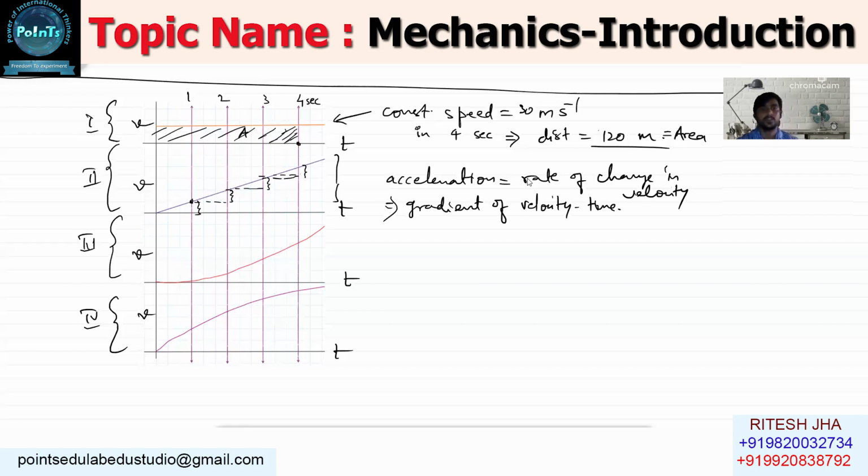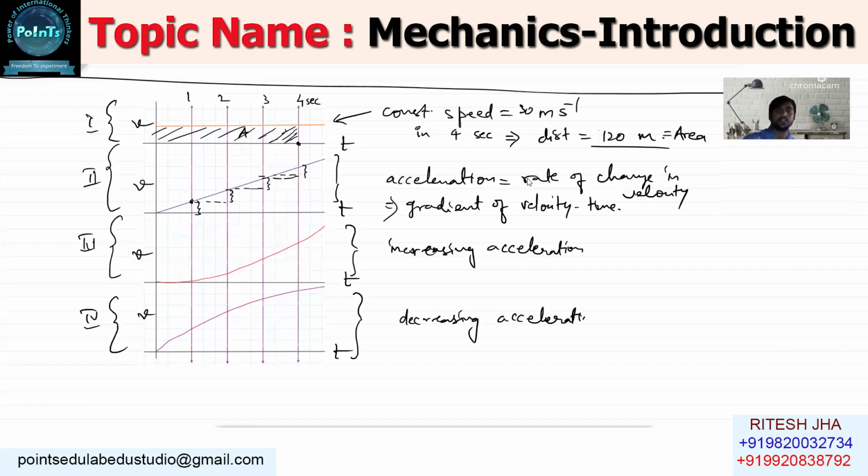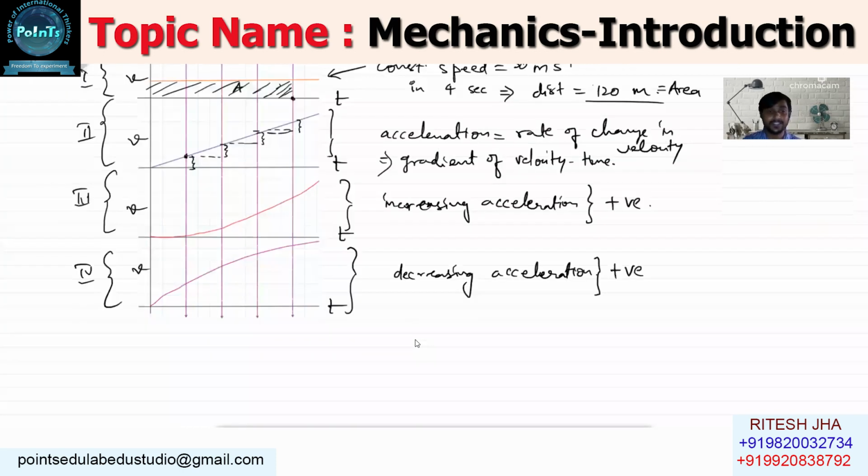Now this one is saying that this is having the increasing acceleration, because it is having the increasing gradient. This one is having the decreasing acceleration because it is showing the decreasing gradient. What do you think? If I'm saying this is a positive acceleration, what do you think about this one? Is this a positive acceleration? Negative? Wrong. Actually, no. This is also positive, because it's not going in the opposite direction. It's just decreasing its value.